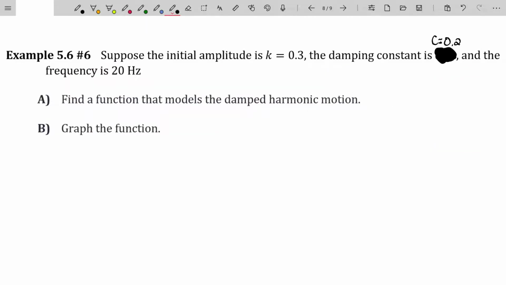So let's start with a typical mechanical example. Suppose the initial amplitude, k, is 0.3. The damping constant is c equals 0.2.